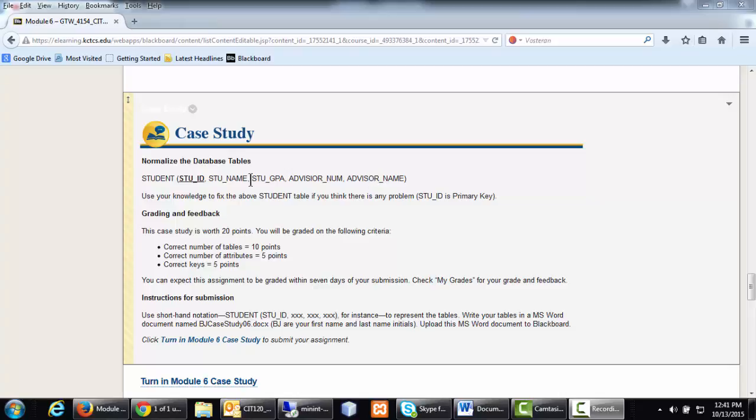go step by step. First, does this table have a repeating group? Based on the notation, we don't see any repeating group problem. So it is in the first normal form.